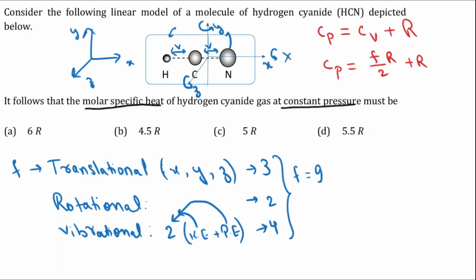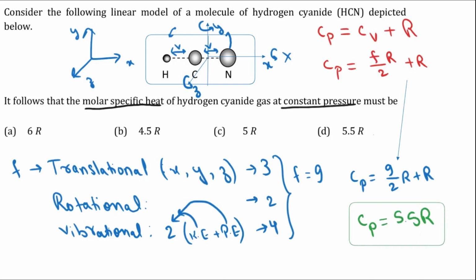9. Using this F equals 9 up here gives us Cp equals 9 divided by 2 R plus R, and this is 4.5 R plus R, so Cp equals 5.5 R. This is our solution.